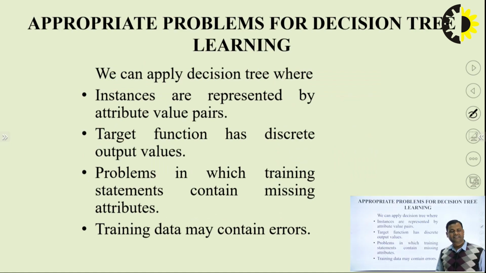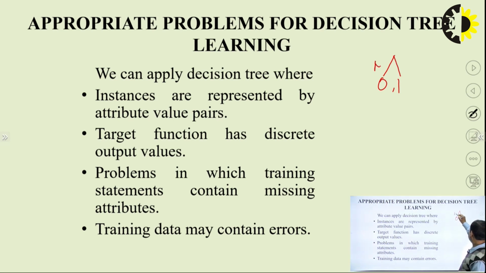Now we will see what the appropriate problems for decision tree learning are. We can apply the decision tree where instances are represented by attribute value pairs. If we have two different values, which value should be chosen under which conditions can be easily described with the help of the decision tree. For example, attribute values are 0 and 1: in which conditions it will take the value 0, and in which conditions the value 1.